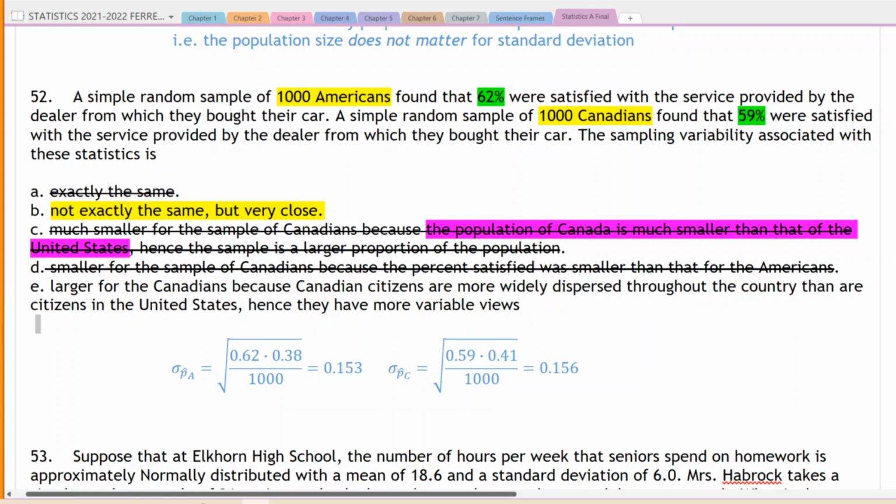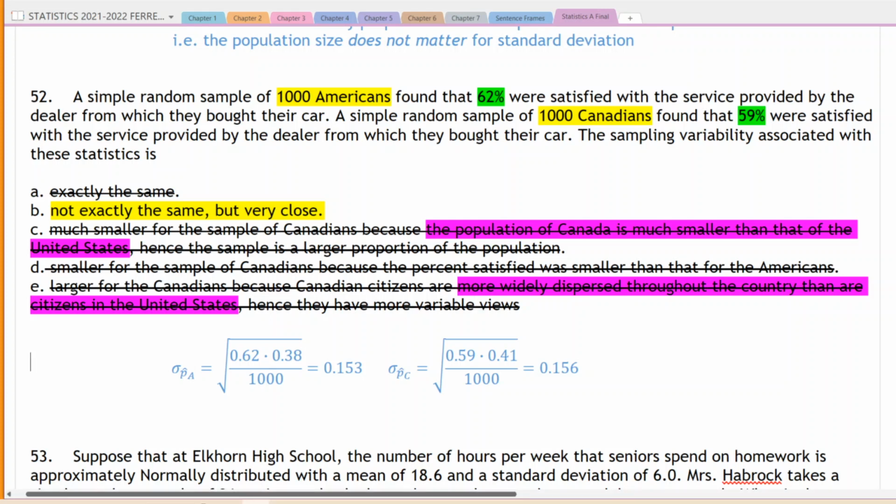Mathematically, when I think about it, since 0.62 is further away from 0.5 than 0.59, 0.59 and 0.41 should be a little bit larger if we're multiplying them together. Okay, last one, larger for Canadians because Canadian citizens are more widely dispersed, hence they have more variable views. Well, no, that shouldn't matter. The only thing that matters is the percent satisfied and the sample sizes. So this geographic distribution of the citizens doesn't actually matter, or at least it doesn't matter with the cold, hard mathematics of the situation. So there's our 52.